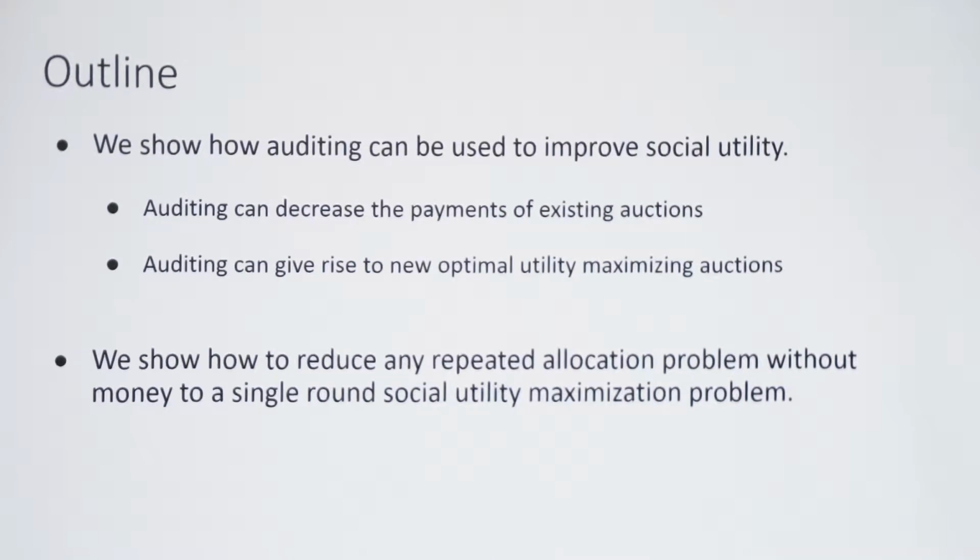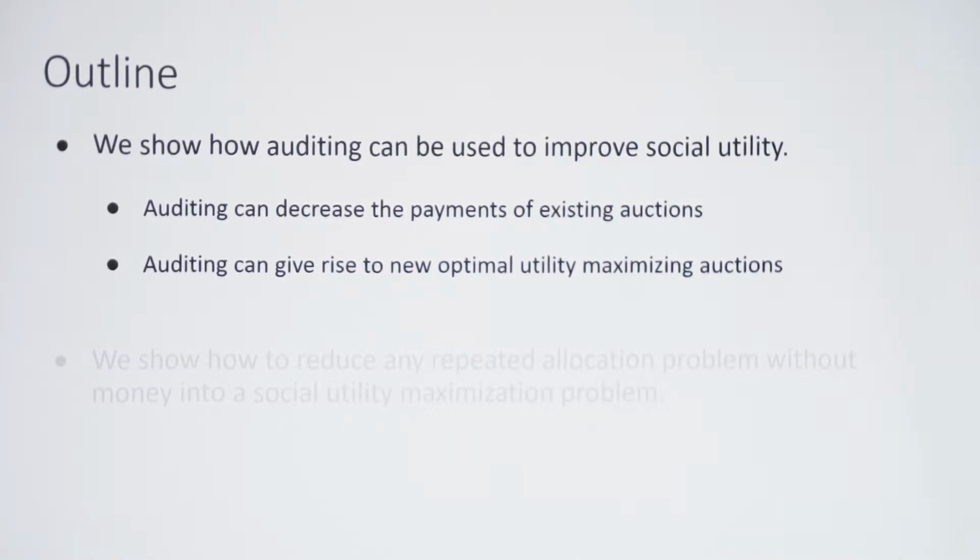So the outline for our technical section looks a little like this. First, we're going to talk about how auditing can be used to improve social utility. And we're going to do this in two ways. First, by showing how auditing can decrease the payments of existing auctions, and then by showing how auditing can give rise to new optimal utility maximizing auctions. Once we've done this, we're going to show how this reduction works from the repeated allocation problem without money to the single round utility maximization case. And this is going to motivate our auditing results by giving us a way of using it for the food bank problem.